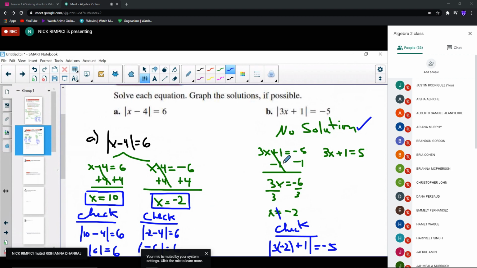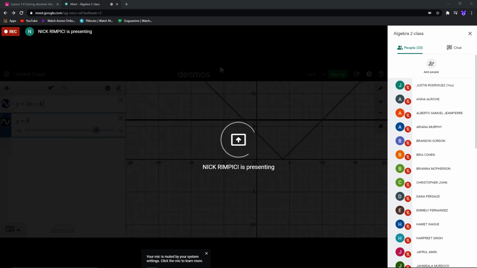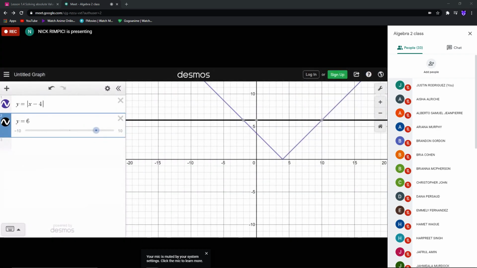So let's look at this in the computer. All right, 3x plus 1 and then -5. Let's go to Desmos and put it into the computer. 3x plus 1 is supposed to be -5. Desmos is extremely helpful for these activities. It's loading into Desmos. Give me a second. Okay, there it is. It loaded.